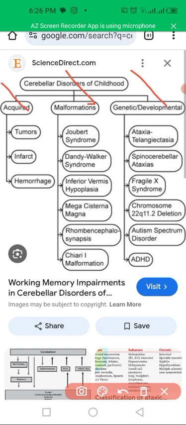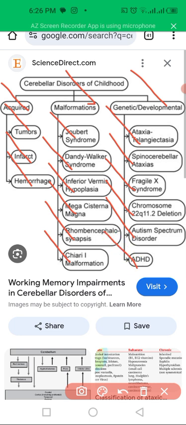Acquired cerebellar disease includes tumors, infarct, and hemorrhage. In malformation there is Joubert syndrome, Dandy-Walker syndrome, inferior vermis hypoplasia, megacisterna magna, rhombencephalosynapsis, and Chiari 1 malformation. And genetic development includes ataxia, spinocerebellar ataxia, Fragile X syndrome, 22q11, autism spectrum disorder, and ADHD.